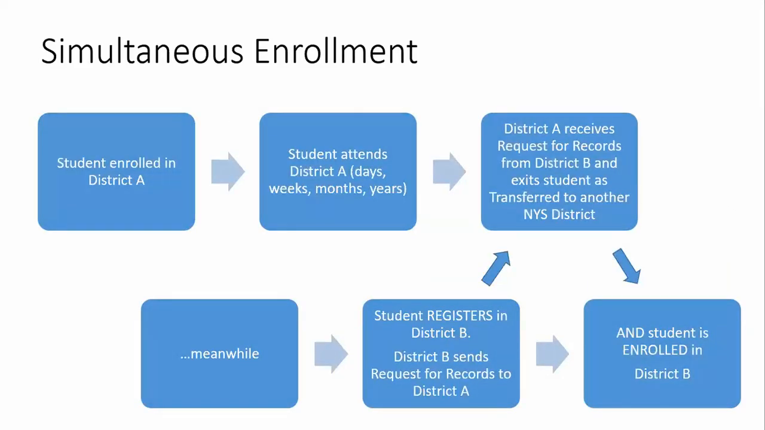We're going to move on to the next case of simultaneously enrolled. And this is a very frequent occurrence. This occurs when we have overlapping enrollment records. We begin with a student who is enrolled in District A. The student is attending District A for days or weeks or months or years. And then District A receives a request for records from District B and exits the student as transferred to another New York State district. And that sounds all perfectly well and good. It's the way the process should work.